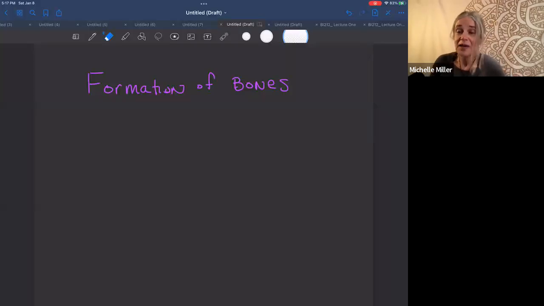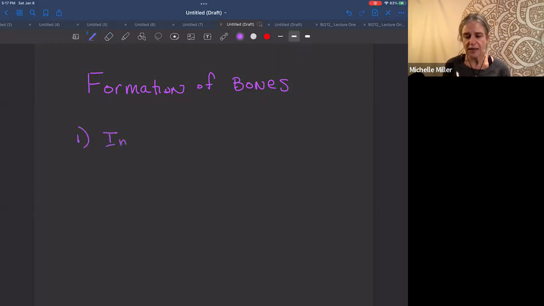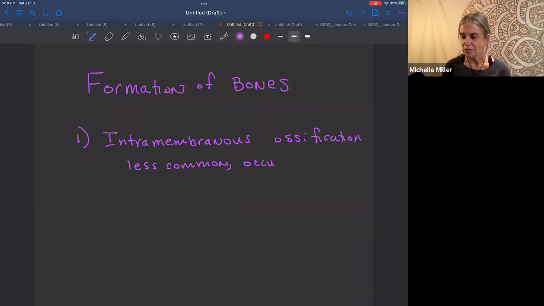We're going to talk about the formation of bones in the body, and this is what occurs during embryonic development. And we have two different mechanisms. So the first one is less common than the second one, and it's referred to as intramembranous ossification. So I'll put that it is less common, and it occurs in flat bones.